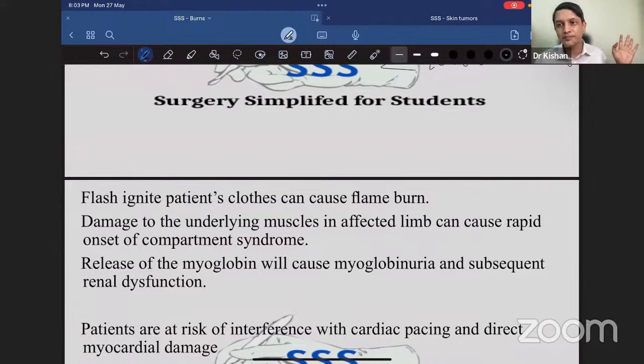And the patient dies immediately. So if you are an intern and a patient comes with an electrical injury, what is the first thing you will do? I'll give you options. Cleaning of the wound, calculation of the percentage of burns, fluid resuscitation, ECG.